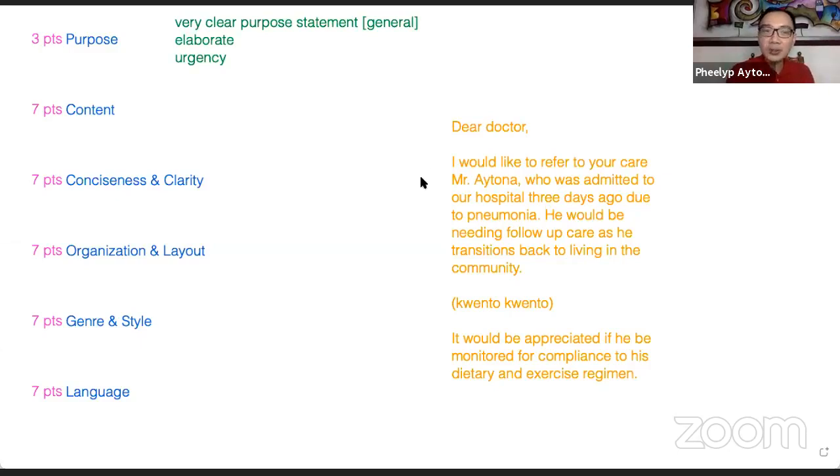And when it comes to urgency, we should remember that there are always only three things that can happen to our patients. Either our patients are getting better, our patients are getting worse, or our patients, wala lang. When we look at Mr. Aytona here, I would like to refer to your care, Mr. Aytona. What does he sound like to you? Better, worse, or wala lang?